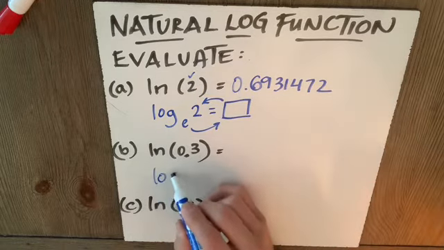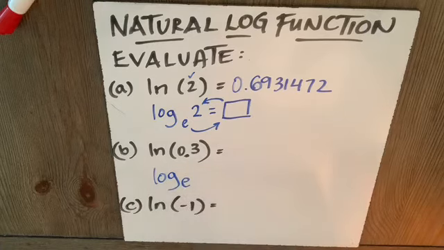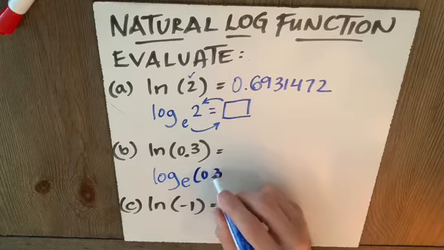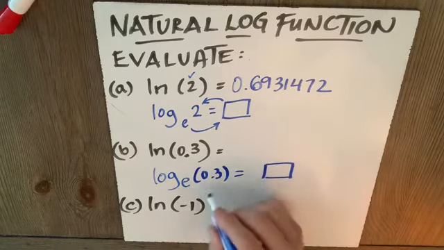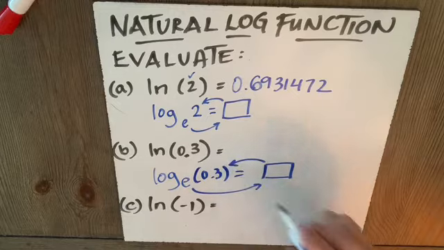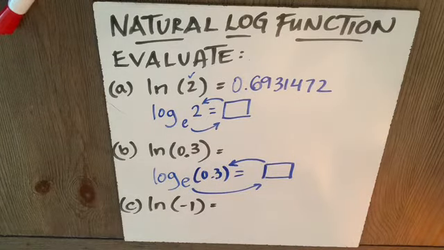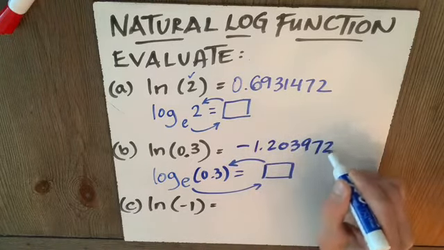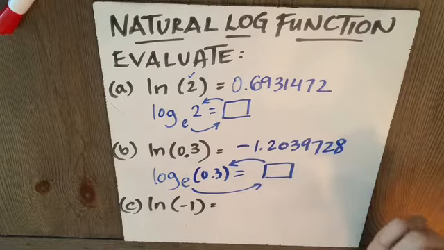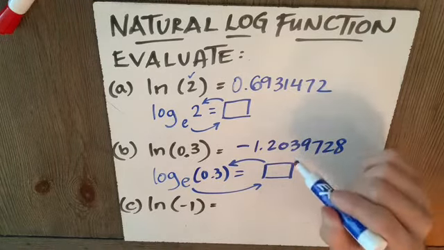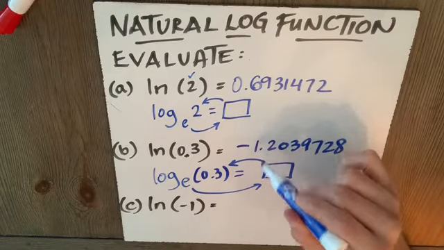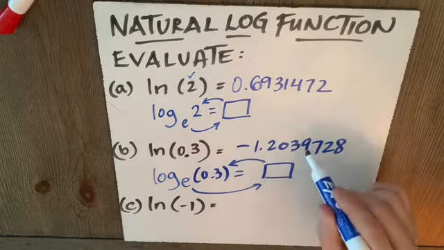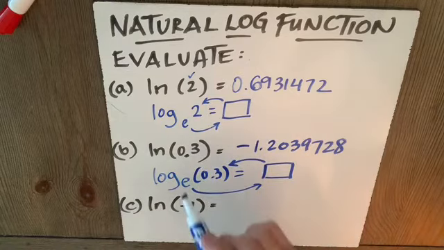Now, again, in this particular problem, I'm saying log base e of argument 0.3. And again, I'm asking e to what power gives us 0.3. When I put the 0.3 in, my calculator spits out negative 1.2039728. Notice the answer to a log problem is the exponent. The exponent can be negative. We can have a negative exponent. e to this power gives us a positive argument.